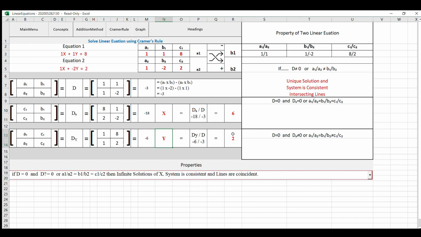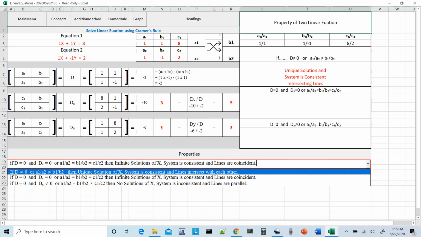Pretty simple, right? Okay. Now, there are other different types of questions using determinants. What are those? Let me show you the properties. There are 3 properties in these linear equations, around which questions are asked. What are those properties? Look at it. The first property is, if d is not equal to 0, or a1 by a2 is not equal to b1 by b2, then there is a unique solution for x.